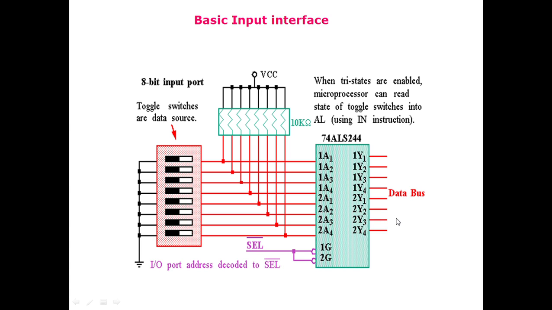Whenever the microprocessor is executing an 8-bit input instruction, reading 8-bit data from the input device, that instruction would create an input and output port address that would be decoded to send a 0 at this select line, and this would enable this circuit and put the 8-bit value here onto the data bus, and that would be read by the microprocessor. So this is a simple example of how to create an input device to provide 8-bit data to the microprocessor.